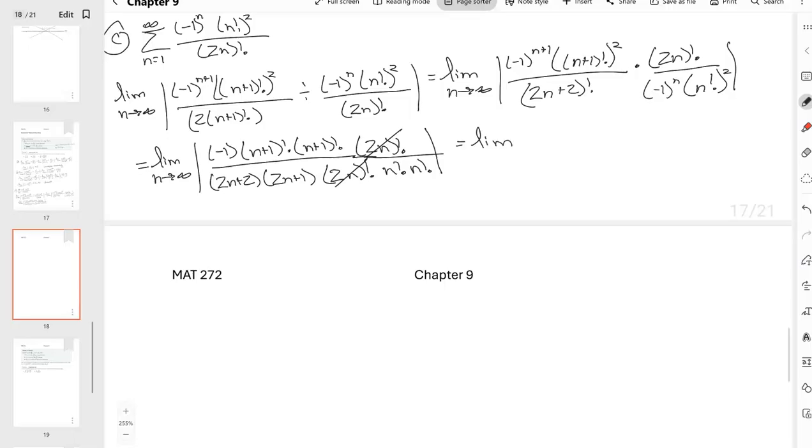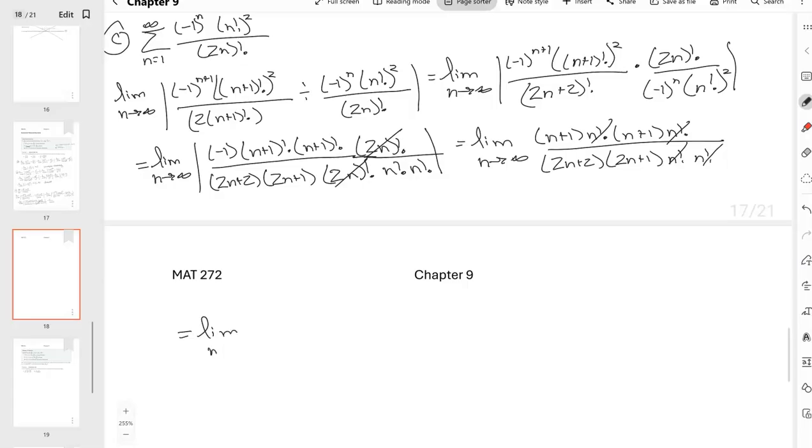Once I take the absolute value, that negative is going to go away, and I'm going to expand that n plus 1 factorial. It's n plus 1 times n factorial, and that other one is the same thing. And I've got 2n plus 2, 2n plus 1 times n factorial times n factorial. So I'm going to be left with the limit as n goes to infinity of n plus 1 times n plus 1 over 2n plus 2 times 2n plus 1.